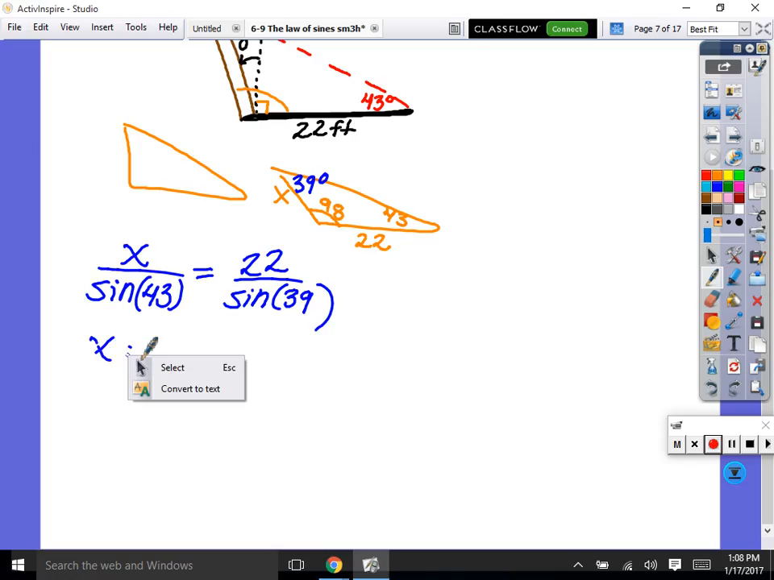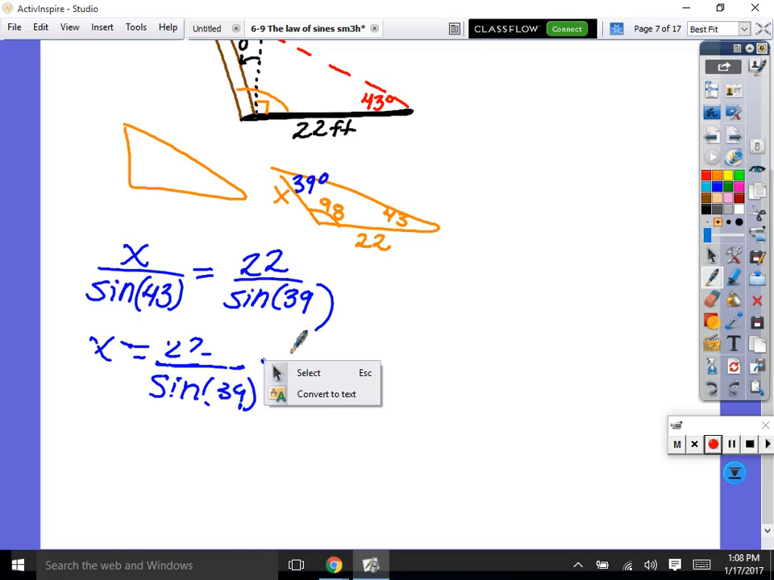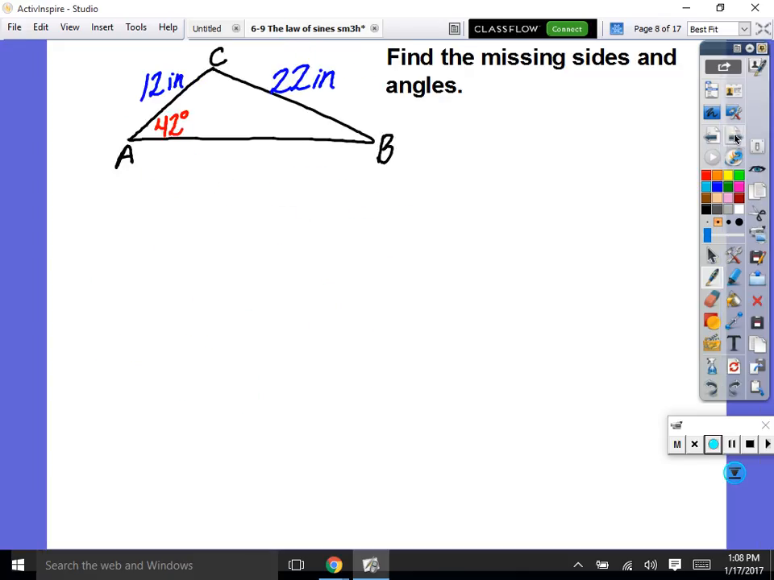So x is going to be equal to 22 times sine of 43 divided by sine of 39. 23.8. Okay, cool. 23.8 feet is how tall it is.